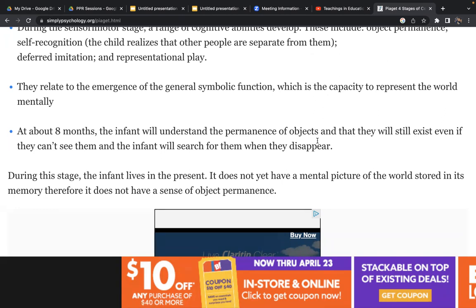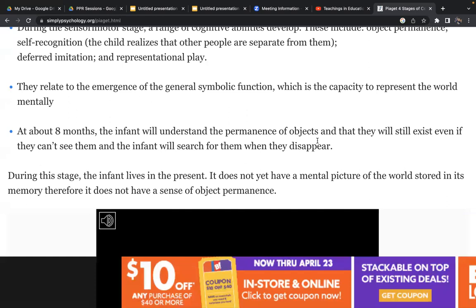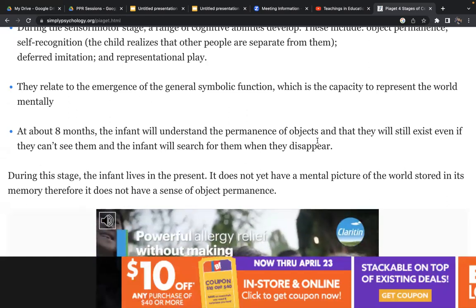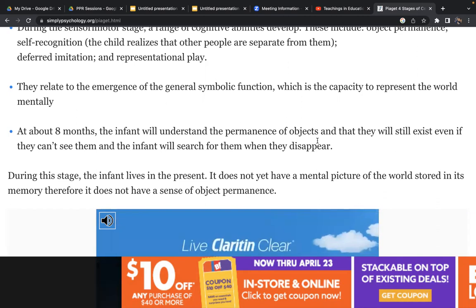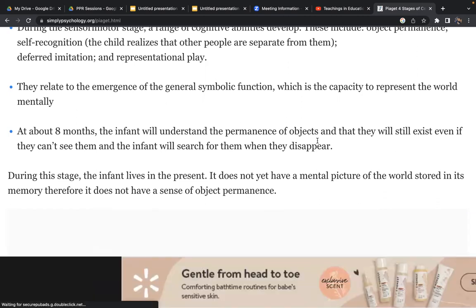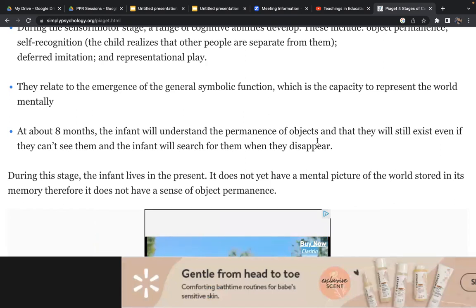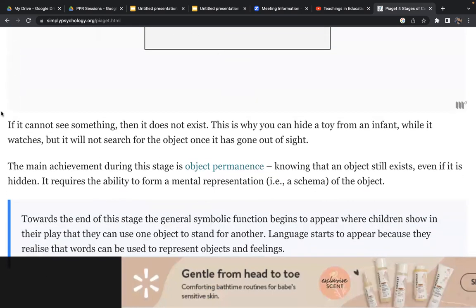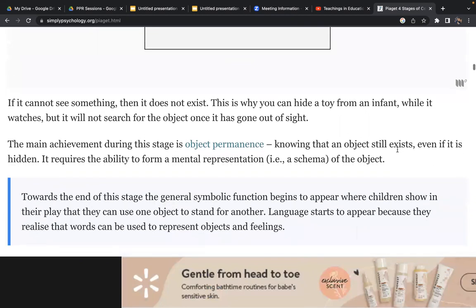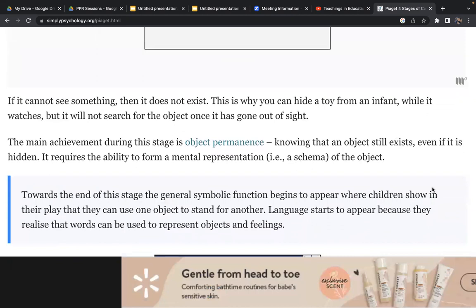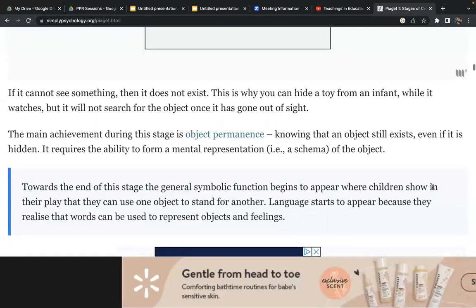And that's something that happens during this stage. During this stage, the infant lives in the present. It does not have a mental picture of the world stored in its memory. Therefore, it does not have a sense of object permanence. If it cannot see something, then it does not exist. This is why you can hide a toy from an infant while it watches, but it will not search for the object once it has gone out of sight. The main achievement during this stage is object permanence, knowing that an object still exists, even if it's hidden.